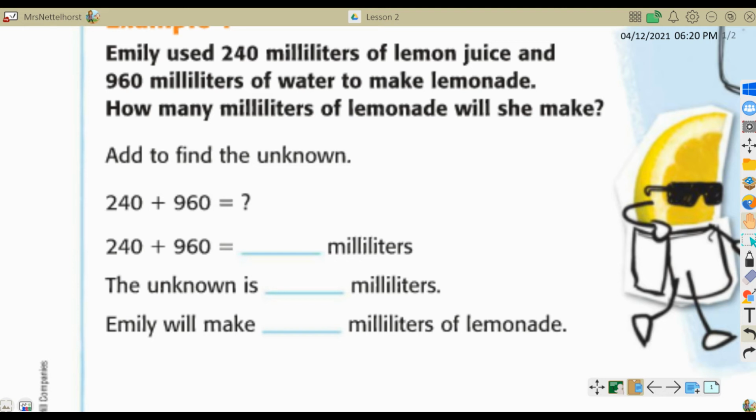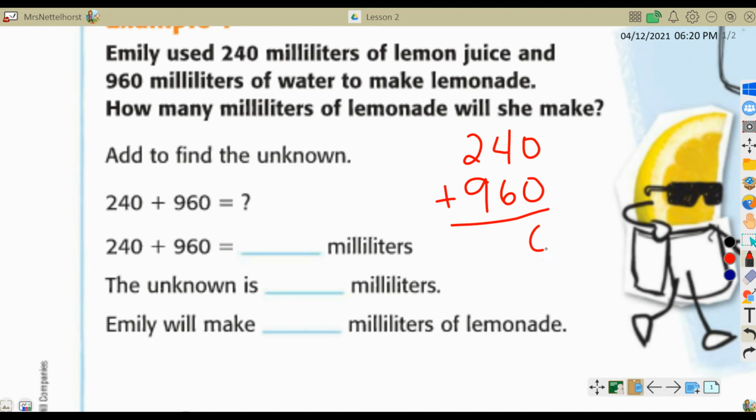Now, we know in 3rd grade that we stack our addition and subtraction problems, always. So let's go ahead and stack this and add it together. 240 plus 960. Now with addition, you don't have to worry about which number comes first because the commutative property of addition says you can add addends in any order and get the same sum. So we are fine with adding it in this order.